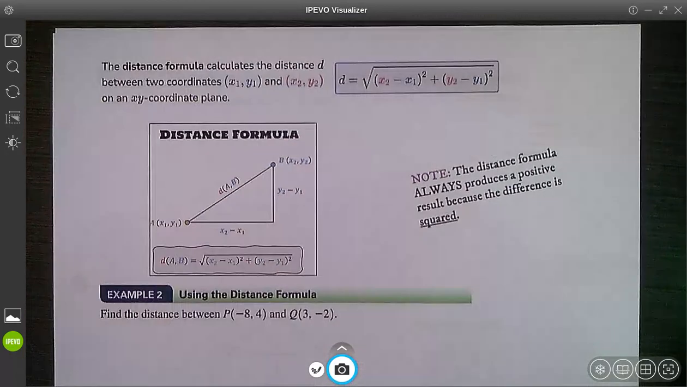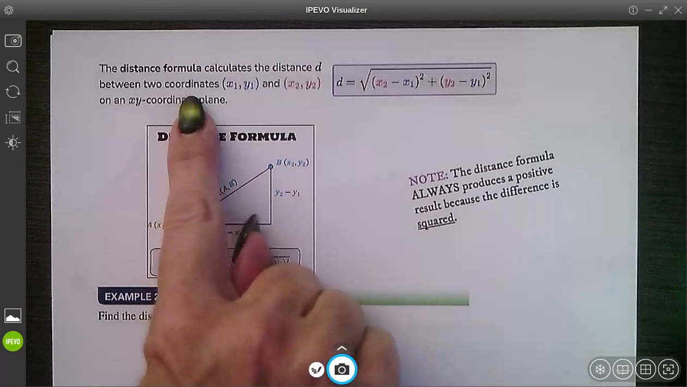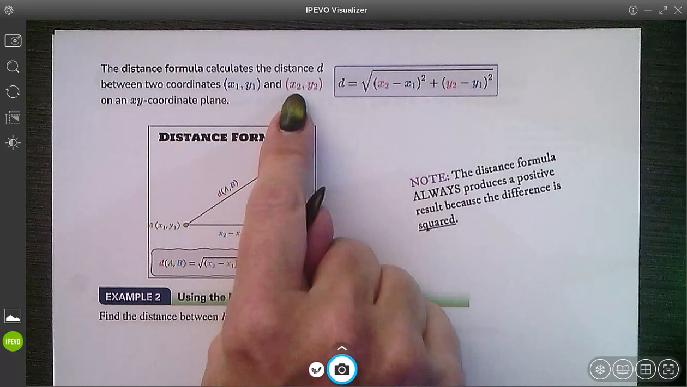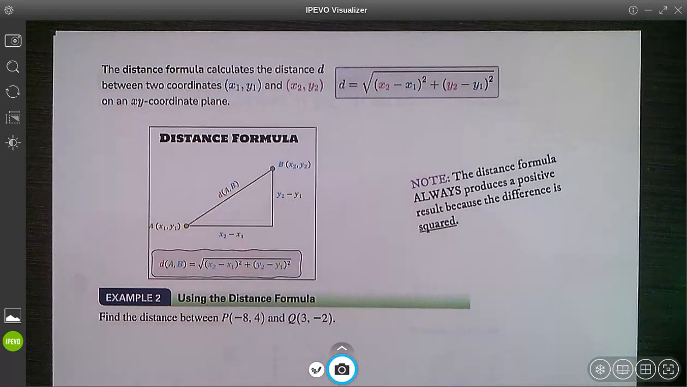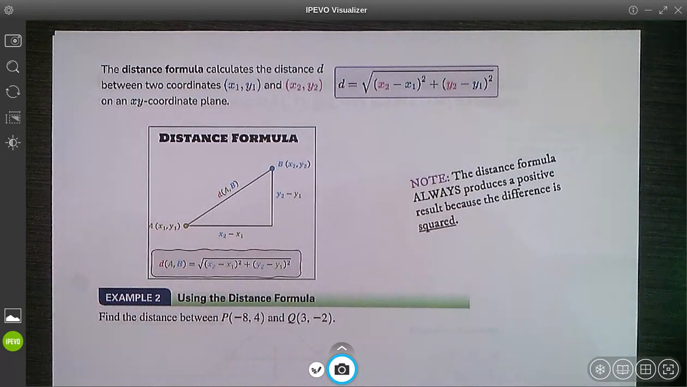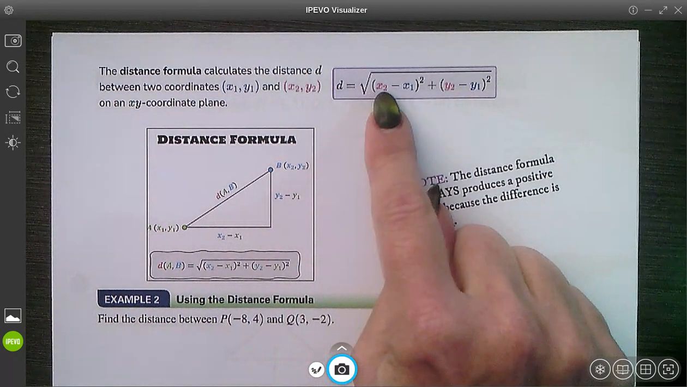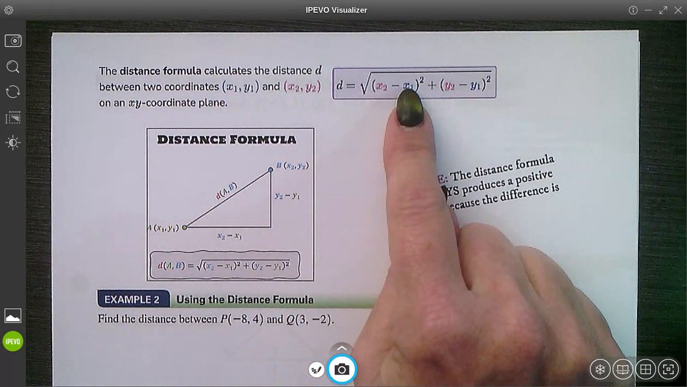The distance formula calculates the distance between two coordinates, x1, y1, and x2, y2, on an xy coordinate plane. The distance formula always gives you a positive value because what we're doing is subtracting and then squaring.